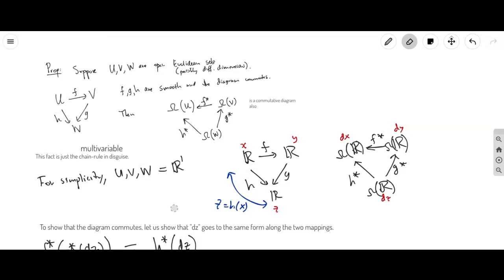So this is what we call the induced map on the differential form algebra. And it looks like a functor, right? So it's reasonable to ask: is the differential form algebra a functor?